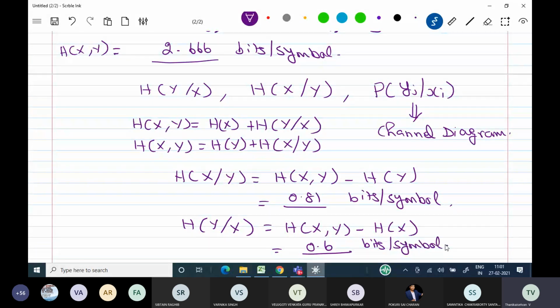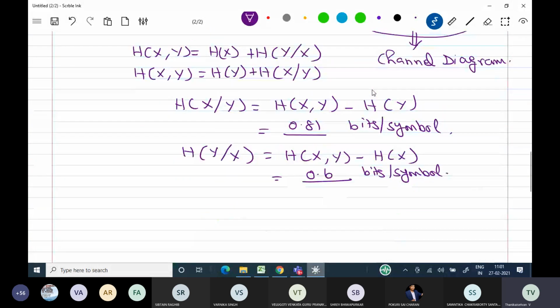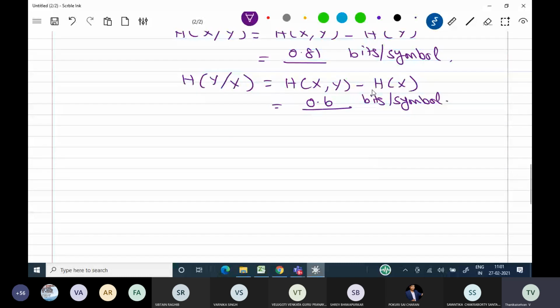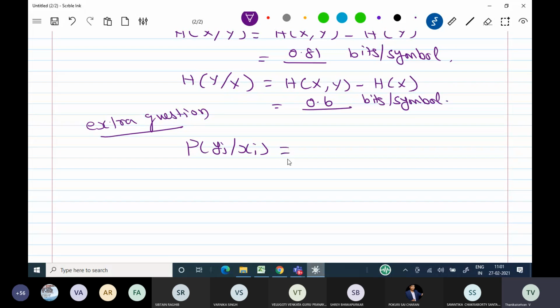Okay, right. Now we are going to calculate this probability of yj given xi. Our job is over. Now the extra question is, we have to find out the probability of yj given xi. What is this? How do you calculate?